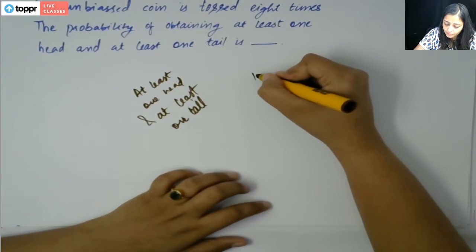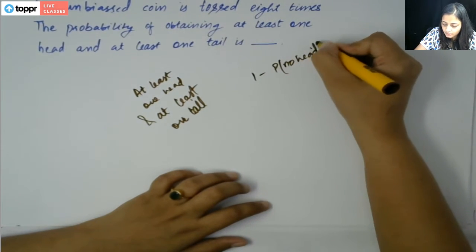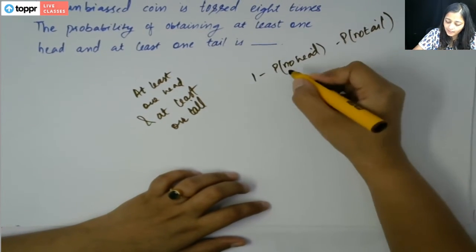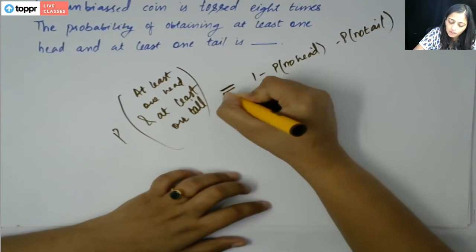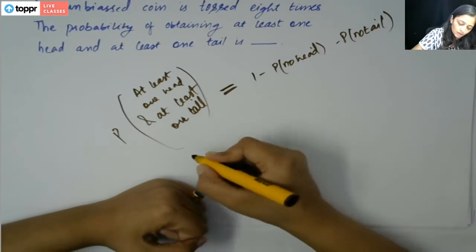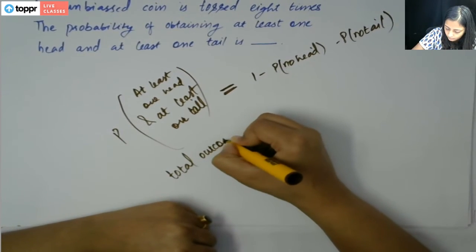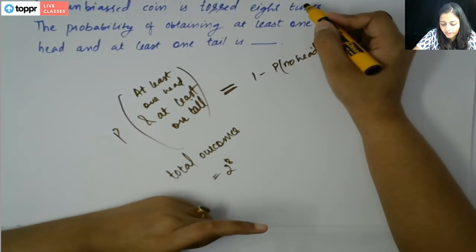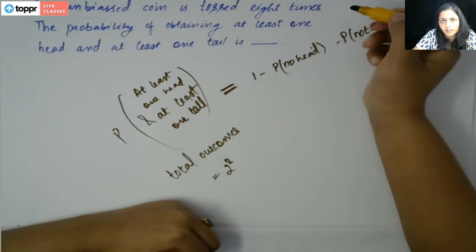So if I subtract from one the probability of getting no head and the probability of getting no tail, then I'll get the probability of this. Probability of at least one head and one tail is equal to 1 minus probability of no head minus probability of no tail. Now the total number of outcomes will be 2 raised to the power 8, because for every tossing of the coin we have 2 outcomes and we have been tossing the coin 8 times.